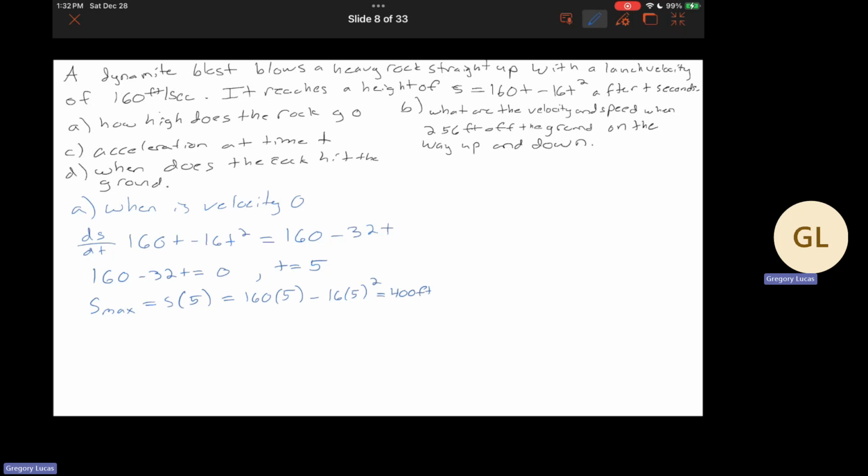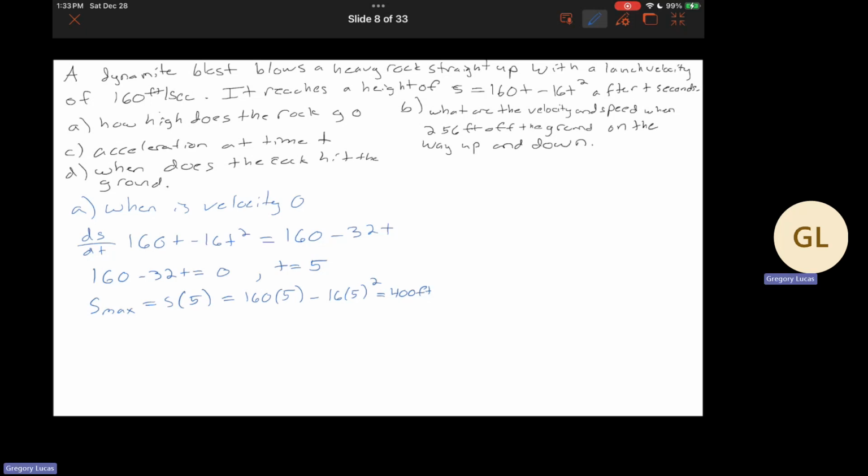This is a little tricky one because we have to find the time when velocity is 0 to see when it achieves the highest point, but then we have to go back and actually find that height. So we find the time first, then we go back and plug it into displacement and we see how high that rock goes. Okay.